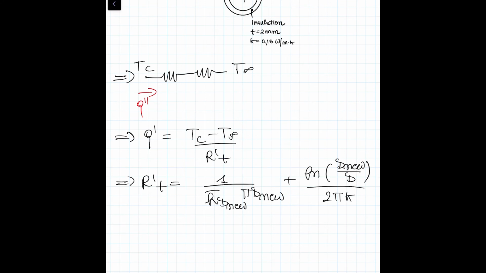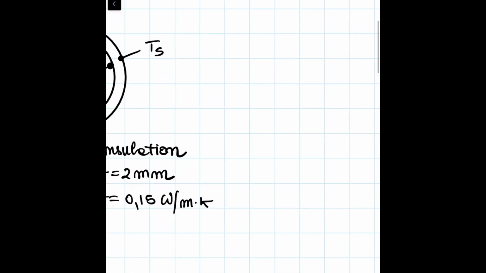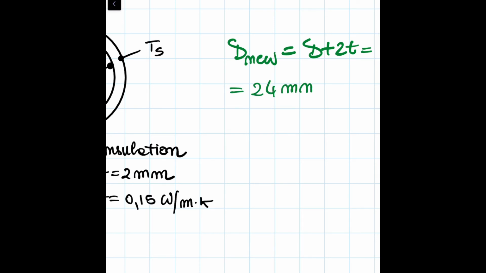Now, please bear in mind that this k is the exact same one as in the previous part, in part A, because the air properties do not change. We are still evaluating them at a film temperature of 350 Kelvin. What is good to bear in mind is that d nu is equal to d plus the thickness times 2, which is equal to 24 millimeters.